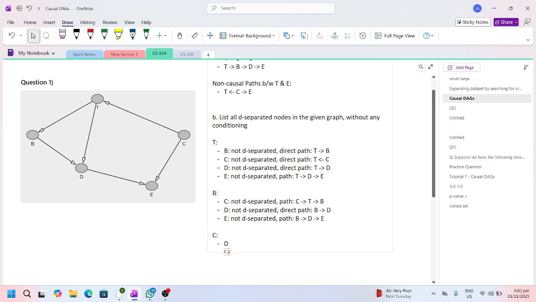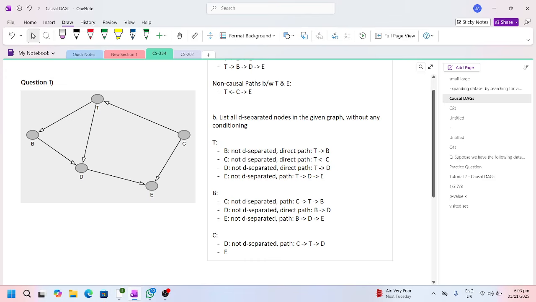So against C, I only need to check D and E. And between C and D, I can clearly see this particular direct path. So they're not going to be d-separated. Even though there's another path between them as well, this path is blocked by a collider, but since I found an open path, I don't care about the rest. So not d-separated.